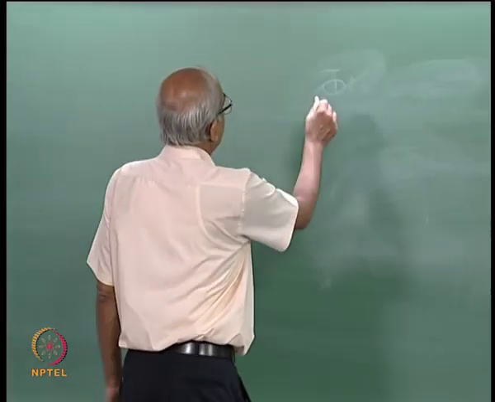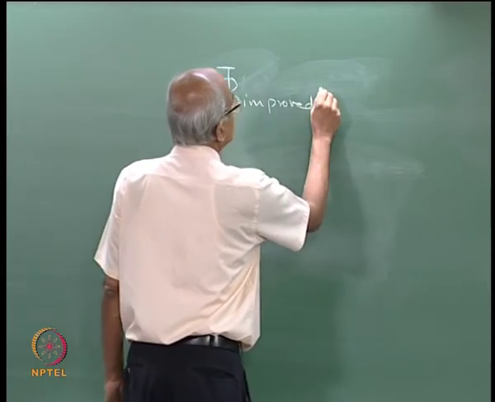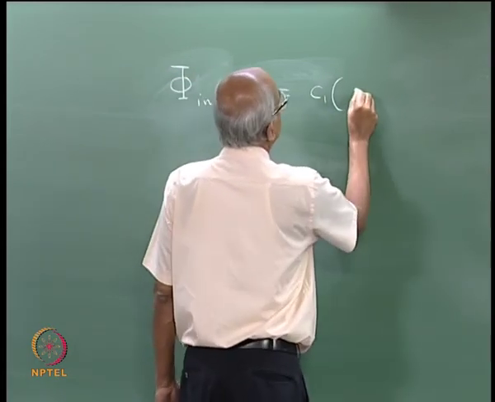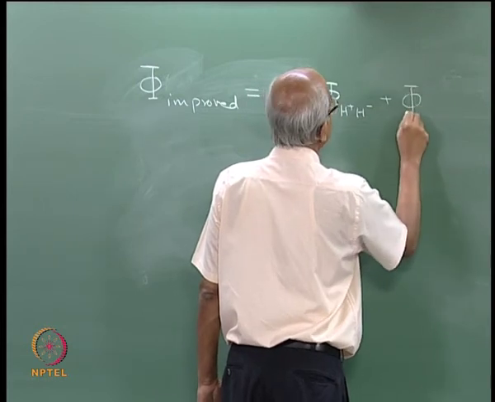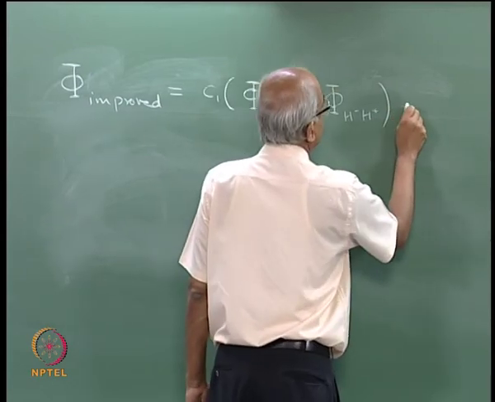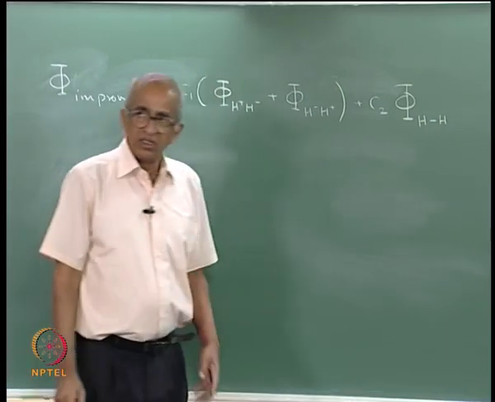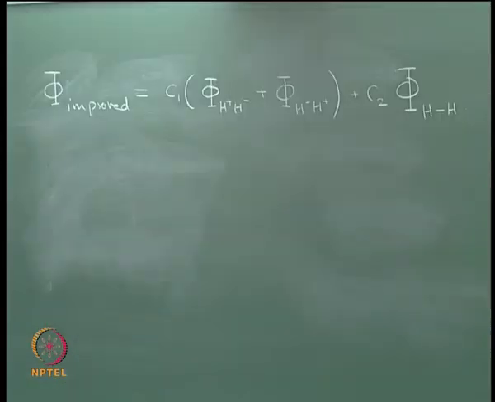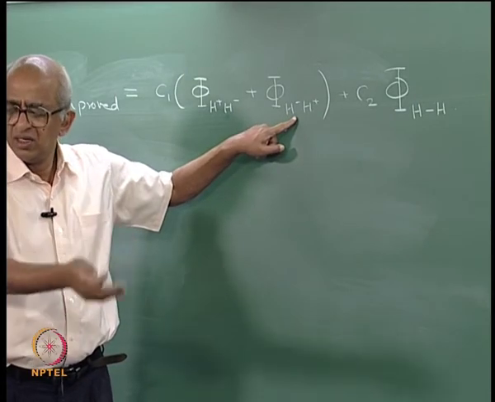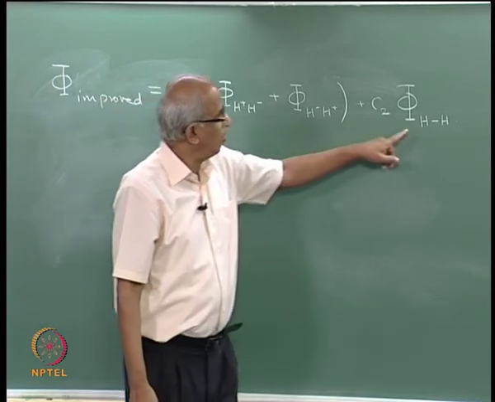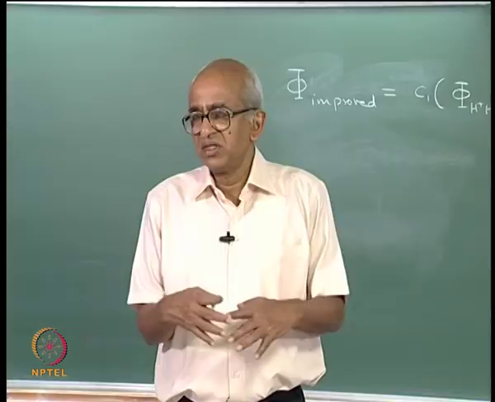We have seen that our improved wave function according to valence bond theory is given by phi improved is equal to some constant C1 into phi which corresponds to H plus and H minus, plus phi which corresponds to H minus and H plus, plus another constant C2 into phi which corresponds to the neutral structure which we may write as HH. Just to remind you, this means that both the electrons are associated with the hydrogen atom on the right hand side, while this means that both the electrons are associated with the left hand side atom, while this wave function means that the two electrons are shared equally, and the actual wave function is a linear combination of these three functions.